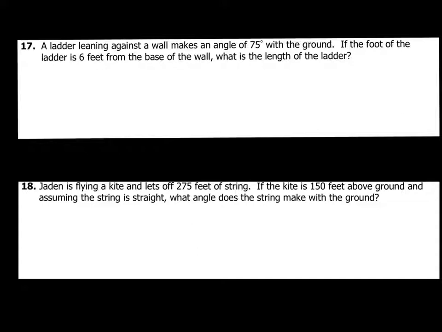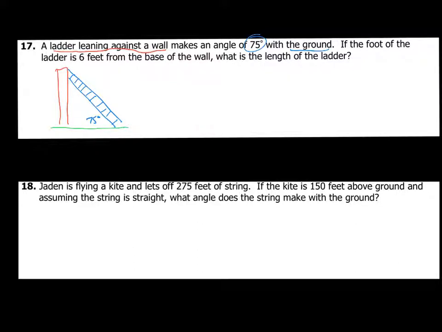Okay, the last two problems are some word problems, really simple. All right, we have a ladder leaning against a wall again, so make yourself a wall, and then go ahead and make yourself a ladder leaning up against the wall. Why? Because that's what they said we have, a ladder leaning against the wall. And it makes an angle of 75 degrees with the ground. Where's the ground? Well, I would think that the ground is down here. So it looks like this should be 75 degrees.